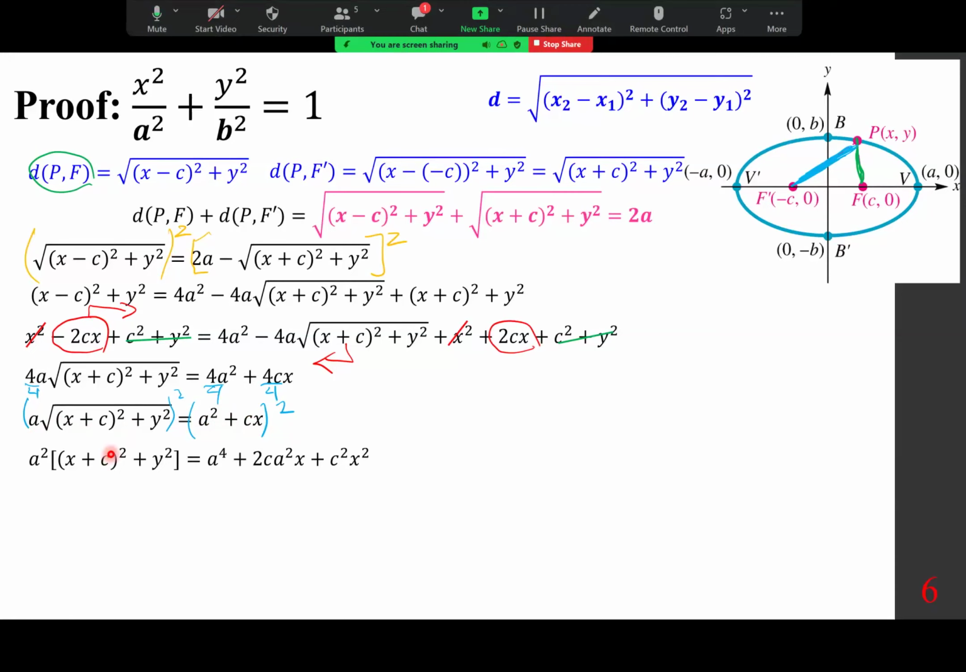Remember x plus c squared, we've already done that, okay? And this is x squared plus 2cx plus c squared. We're going to multiply the a squared by it. We get a squared x squared plus 2ca squared x plus a squared c squared. And then a squared y squared. So basically raise this to the power of 2, which is this one, and multiplied by a squared.